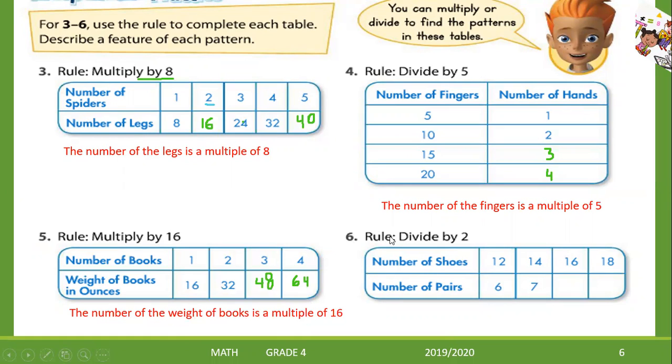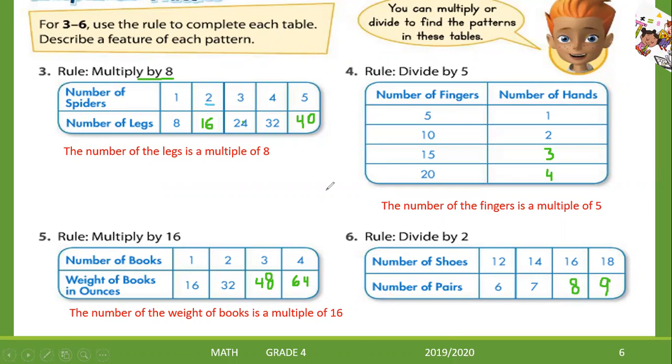Last one, number 6. The rule here is divide by 2. I take the number of shoes and divide it by 2 to get the number of pairs. As you see, 12 divided by 2 is 6, 14 divided by 2 is 7, 16 divided by 2, of course, is 8. And 18 divided by 2 will be 9. I just follow the rule.